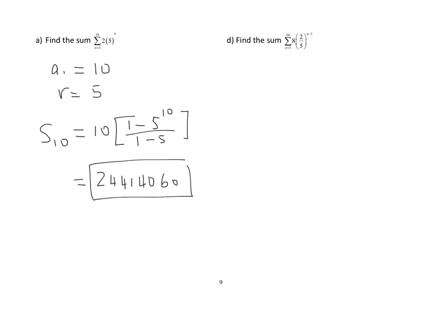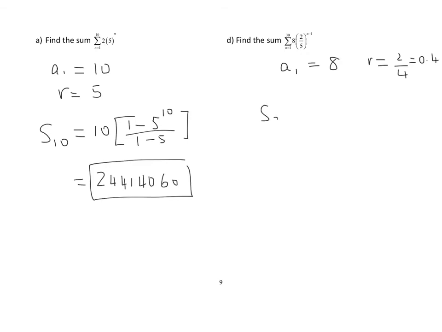Okay, we do the next one here. Again, we need to find the first term. And this one is actually asking for 30 terms. Find the sum of 30 terms, not 10. So 1 to 30. For the first term, I plug in 1. So this is going to be 8 times 2/5 raised to 1 minus 1, which is 0. 2/5 raised to 0 is 1. So I just get 8. And the ratio is 2/5, which is the same as 0.4.